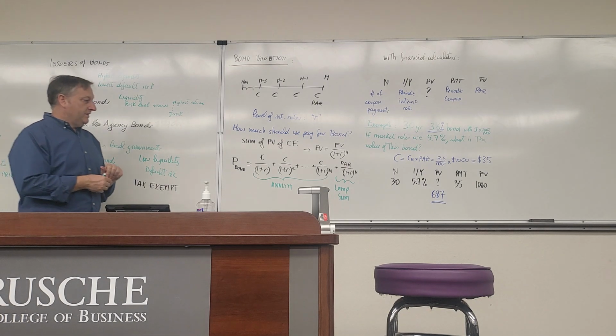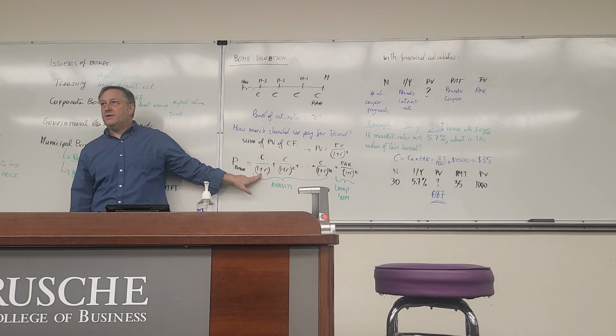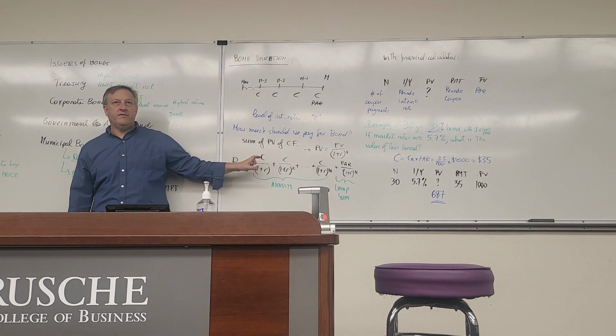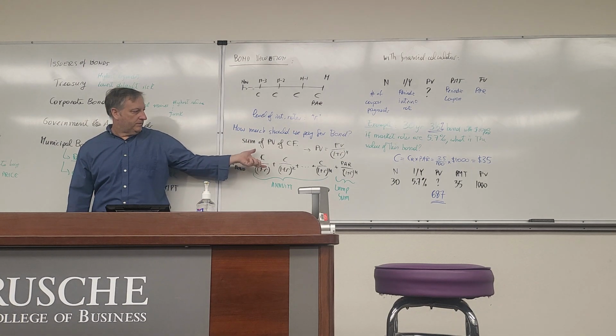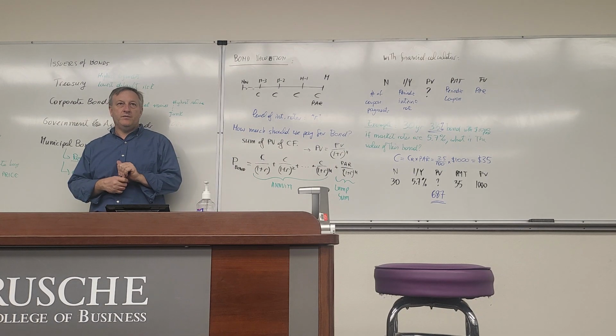So what happens if interest rates go up? It's gonna decrease. So if you look here, if interest rates go up, you're dividing by a larger number everywhere, and so you're now adding smaller quantities, so the price of the bond should go down.